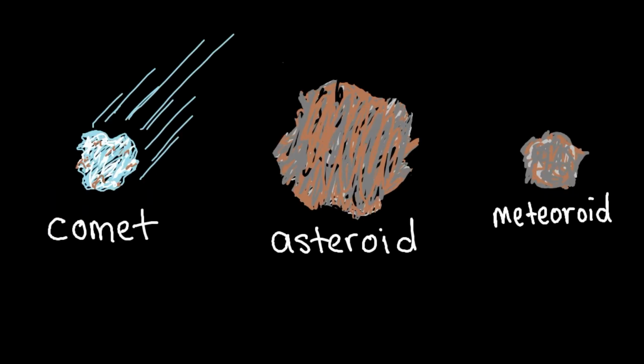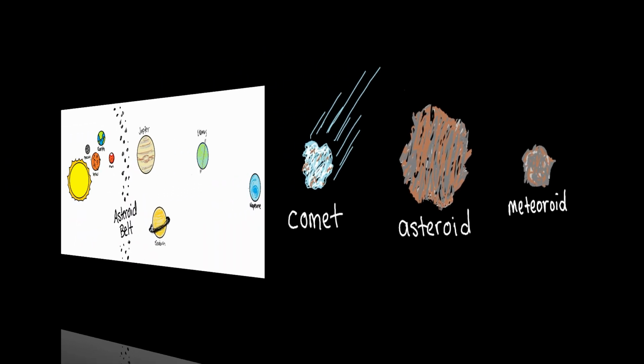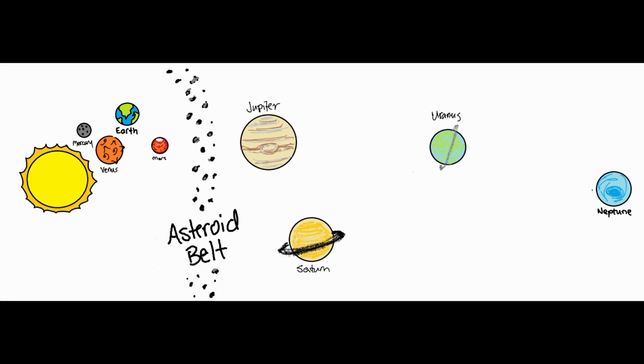Next up, we have asteroids, which are huge pieces of metal and rock just kind of piled together. They can sometimes be in orbit with the sun, sometimes they are not. But they're mainly located in what's called the asteroid belt. And that's located between the inner planets and the outer planets, if you remember that from earlier.